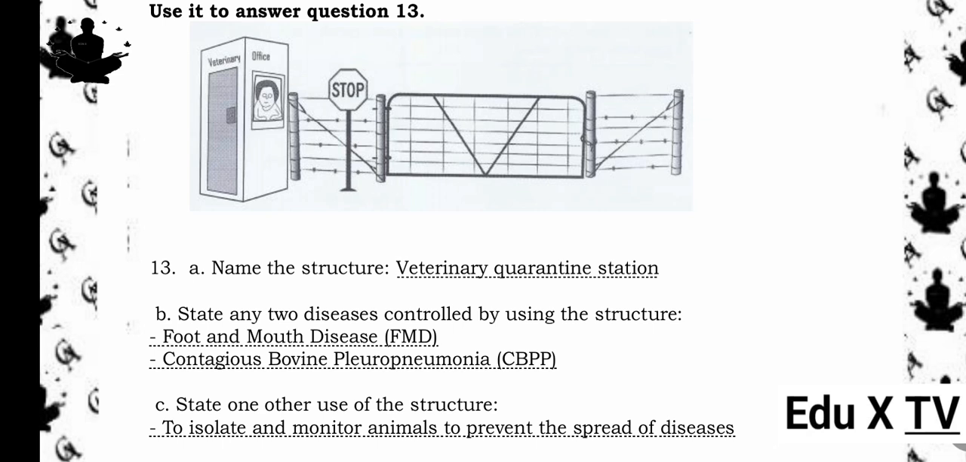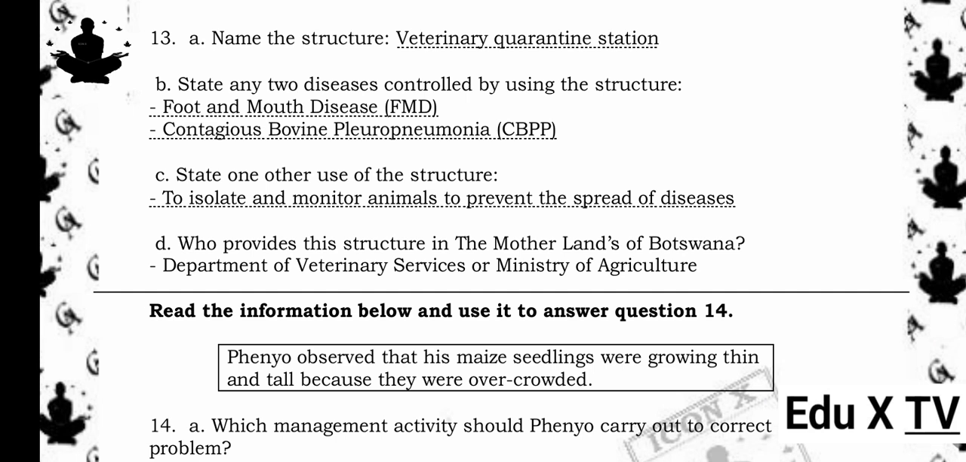Foot and mouth disease, in brackets FMD. Contagious bovine pleuropneumonia, in brackets CBPP. C. State 1 other use of the structure. To isolate and monitor animals to prevent the spread of diseases. D. Who provides this structure in Botswana? Department of Veterinary Services or Ministry of Agriculture.